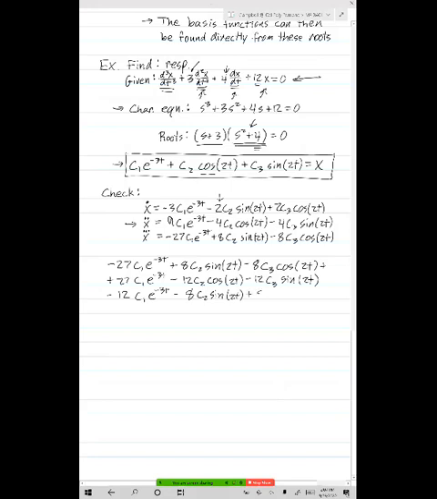Plus then another 8 times C3 cosine 2t. And then last but not least, we have 12 times x. So remember, this is x up here. And so then we get a plus 12 times C1 e to the negative 3t plus 12 times C2 cosine 2t plus 12 times C3 sine 2t.